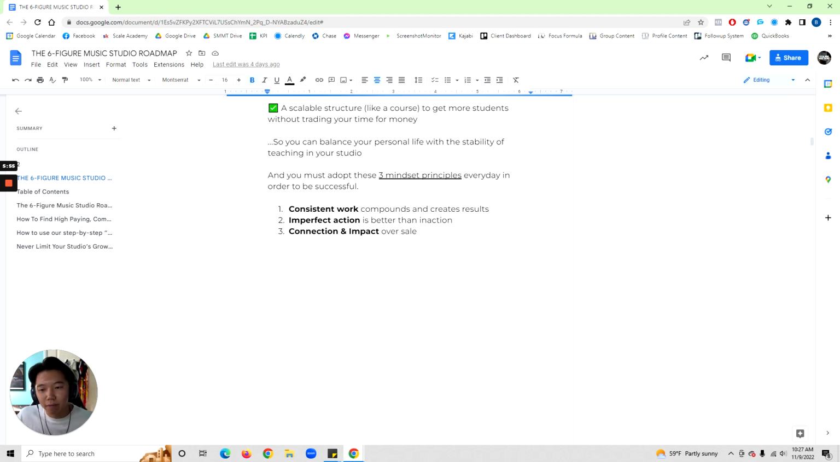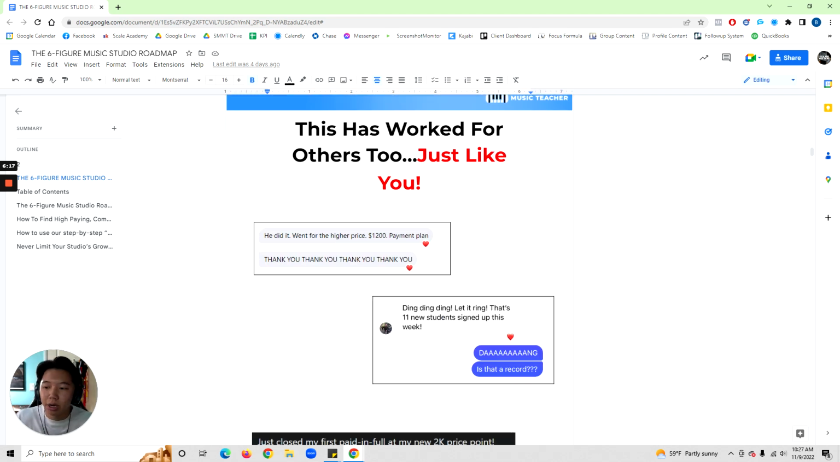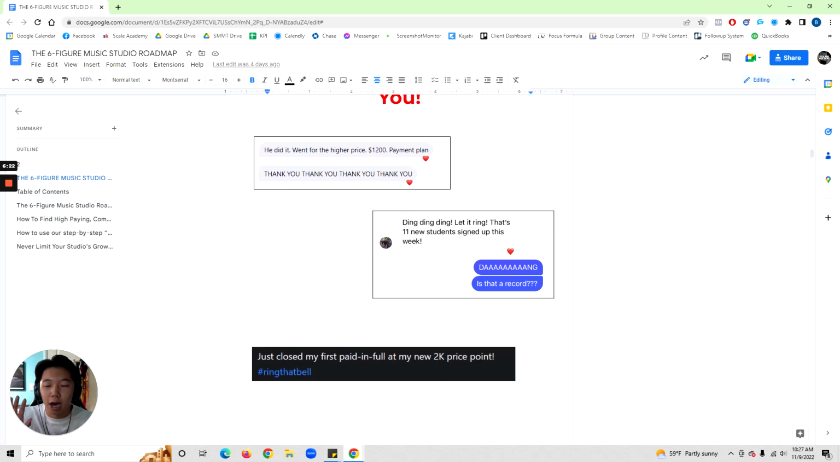And then lastly, we want to focus on connection and impact over the sale. If you're desperate trying to get students, you're going to come across salesy because your intention is to get more money. So as long as you align your intentions with making connections and creating an impact, it's going to come across the right way. So that's how to use the roadmap. I just want to let you know this has worked for others just like you as well.